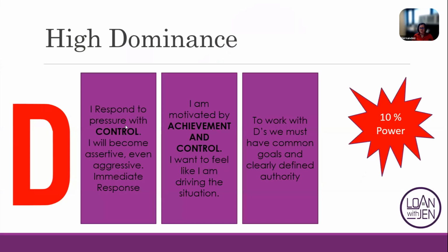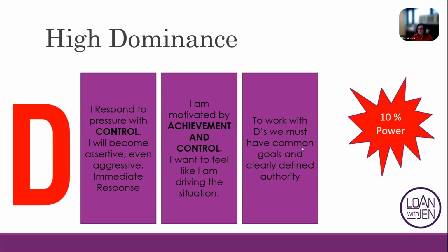So a little bit more about the D. They respond to pressure with control. So when they feel pressure or they feel threatened, they will try to control all of it. So if you've got a client or a spouse or a kid or whatever that's resisting and battling up against, not going with the flow, and they want to control everything, they likely have a lot of D in their personality. They want things immediately. So they're motivated by achievement and control. Again, they want to feel like they're driving the situation.